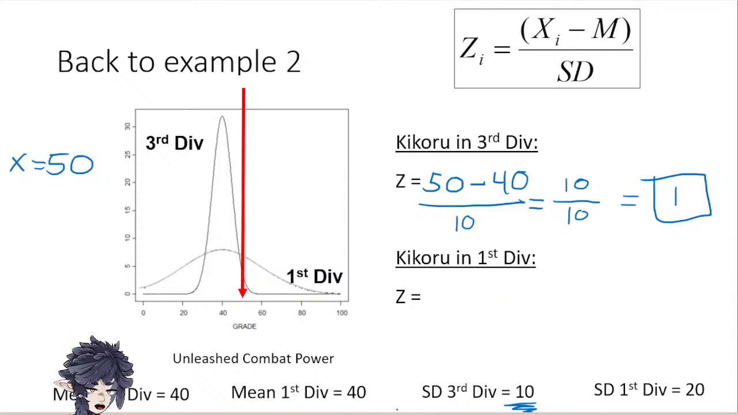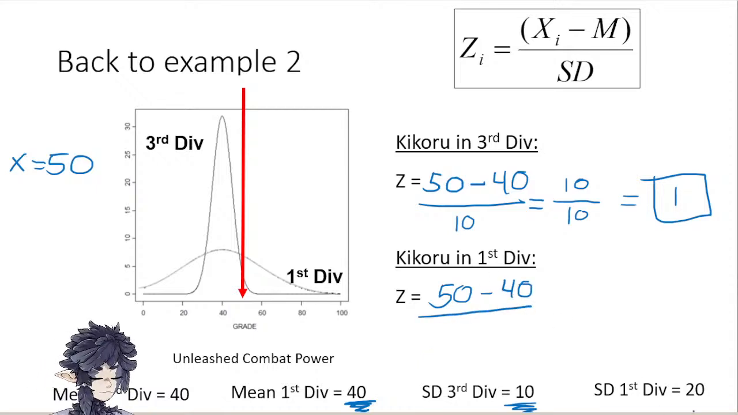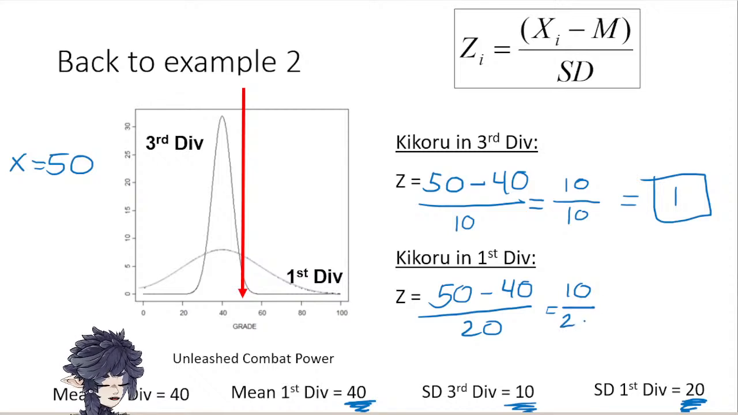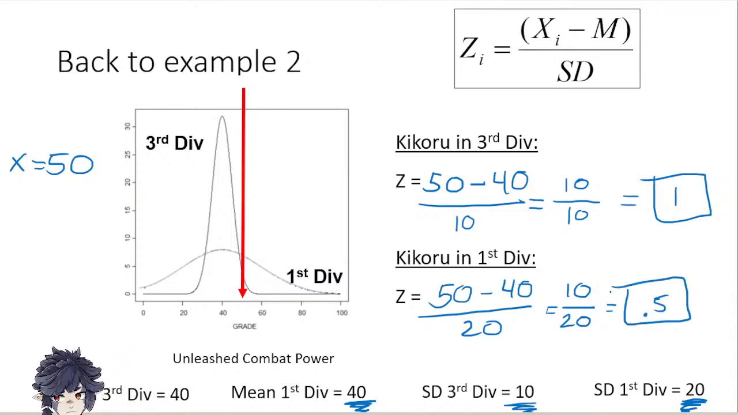Now let's look at the first division. Her score is still 50. For this example, the mean combat power in the first division is 40. So we subtract 40. And in this example, the standard deviation in the first division is 20. So we gave a lot more variability to the levels of strength in the first division now. 50 minus 40 is 10. So she's still above average. In this example, she's above average strength. And then we divide that by 20. 10 divided by 20 is 0.5. She is half a standard deviation above the mean.